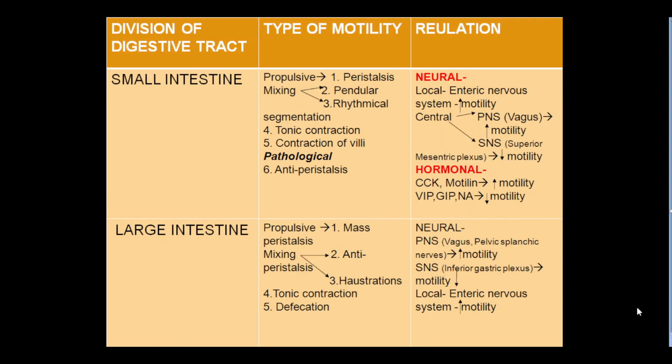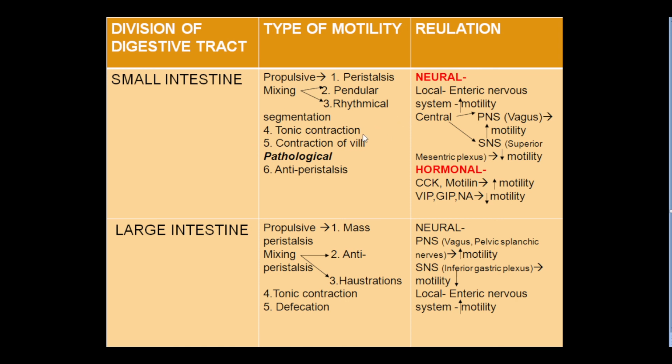Now, talking about the intestine, small and large. In small and large, contractions could be divided into two types, propulsive and mixing. Propulsive means they are propelling the food towards the rectum. So here will be the peristalsis. For mixing, you have two types, pendulum movements and rhythmical segmentation. This is when the chyme which is present in the intestine will be mixed with the juices for better reabsorption and the final stages of digestion.